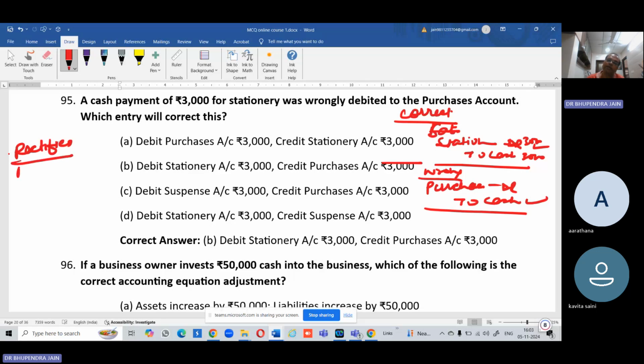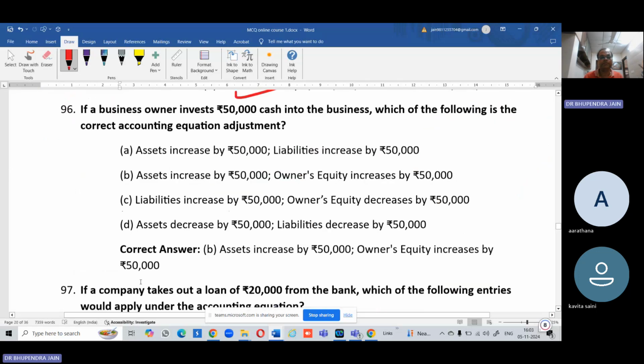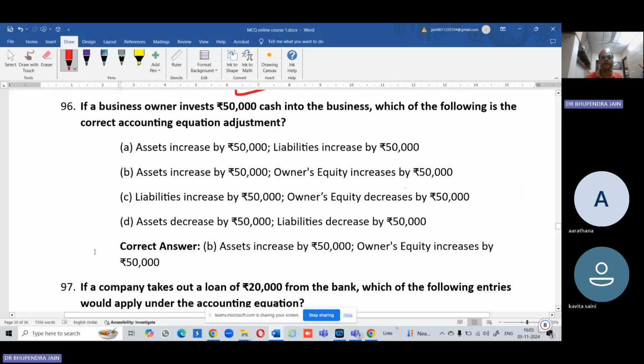So the rectified entry should be stationery account debit to purchase. This is the correct entry. A business owner invests 50,000 cash into the business. Which of the following is the correct accounting equation? Okay. Assets equal to capital plus liability.